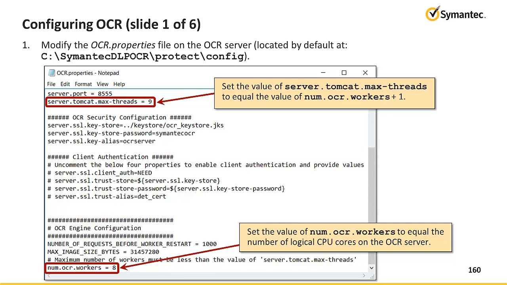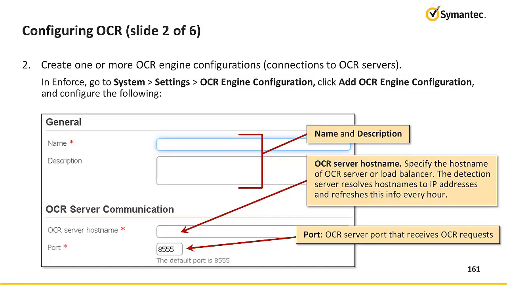Next, set the value of server.tomcat.maxthreads to equal the value of num.ocr.workers plus 1. For instance, if the value of num.ocr.workers is 8, you would specify a value of 9 for server.tomcat.maxthreads. Next, create one or more OCR engine configurations, which are connections to OCR servers. In Enforce, go to System, Settings, OCR Engine Configuration, then click Add OCR Engine Configuration, then specify a name and description for the OCR engine configuration.